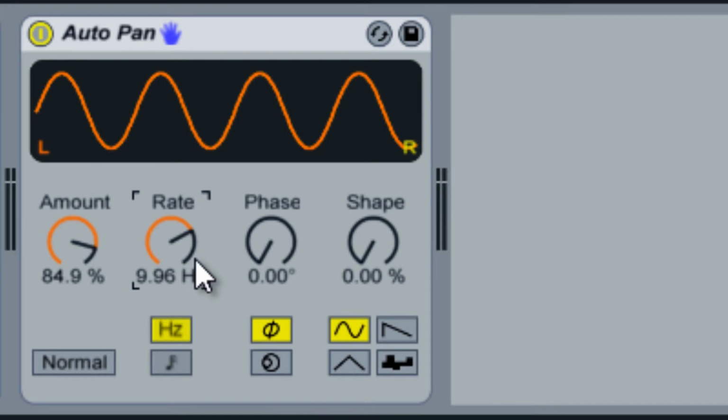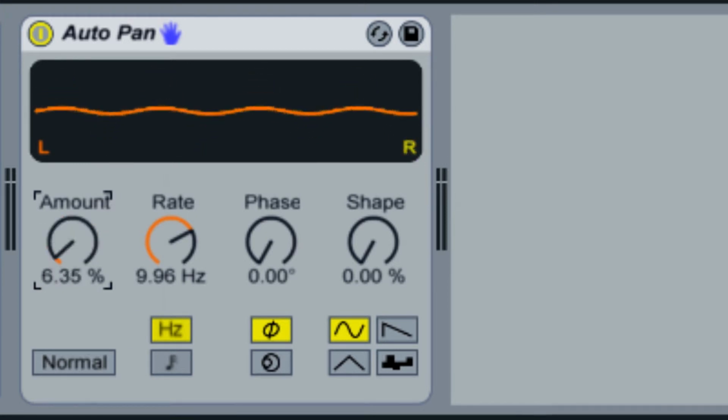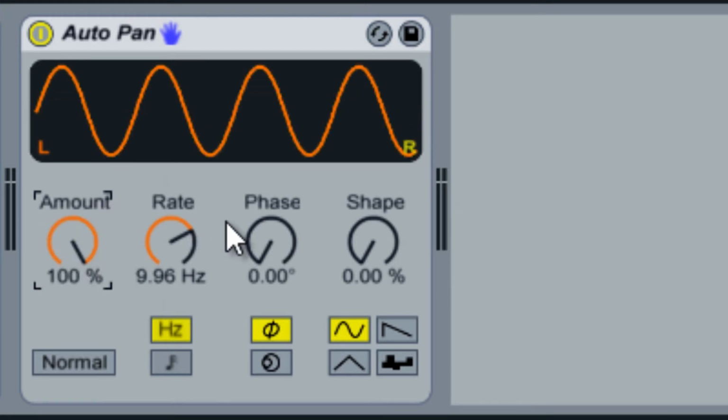Most LFOs have an amount or depth option, which controls how drastically the LFO affects its assigned control. LFOs don't just control volume. They can control virtually anything: panning, pitch, filters, and so on. The only limitations are the coding of the synth or effect you're using.